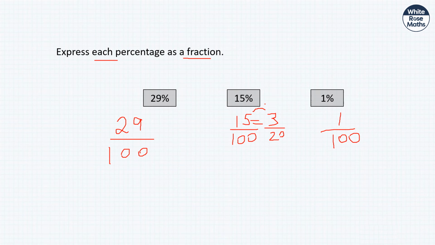But the question here doesn't actually say simplify, okay? But there's no harm in doing it for good practice. The other two don't actually simplify because there are no common factors yet between 29 and 100, and there's no common factors yet between 1 and 100. Obviously, excluding 1, okay?